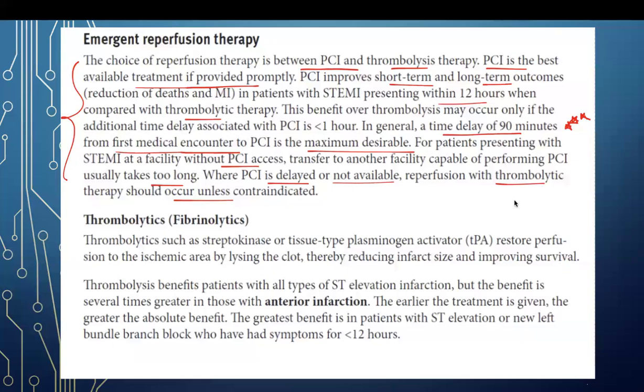Same. So within 12 hours of onset, you either do the PCI or you do the thrombolytic. After 12 hours, you don't do this. After 12 hours, you would just do a coronary angiogram and find out what will be the treatment for this patient based on the blockage. Very simple. Don't make it confusing. Okay.